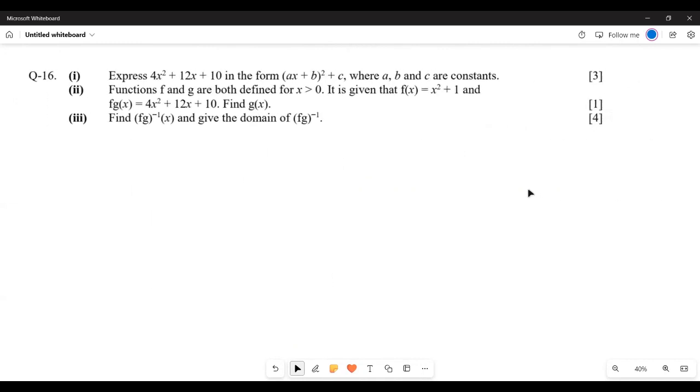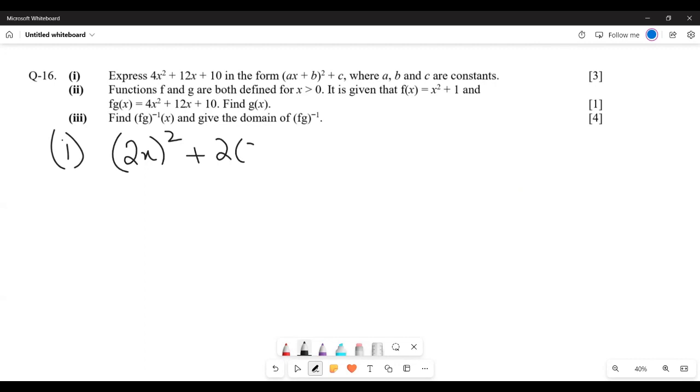Express 4x square plus 12x plus 10 in completed square form where a, b and c are constants. Okay, we've done it many times in quadratics. Let's do it again. I'm going to use the identity (2x) whole square plus 2ab. B in this case should be 3 because 4 times 3 is 12. Then we add a plus 3 square and we also subtract a 3 square. And then there's a plus 10.